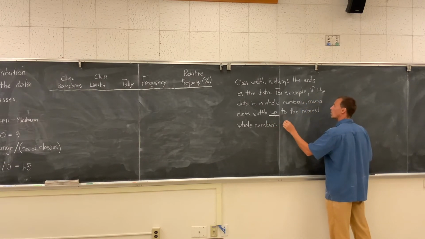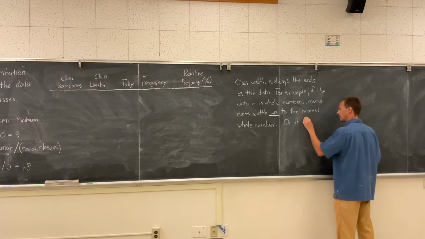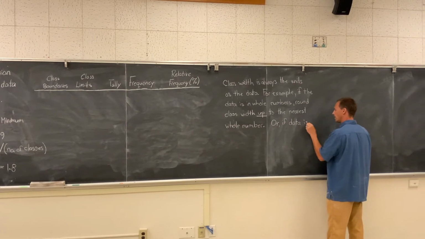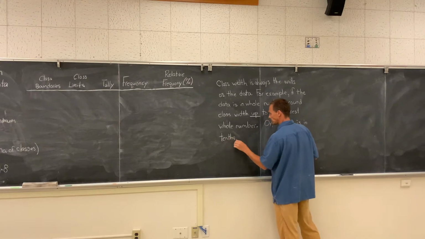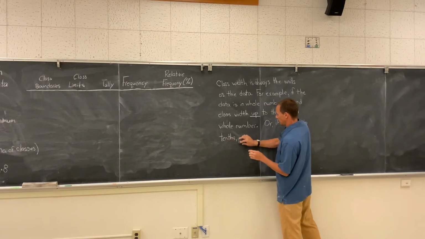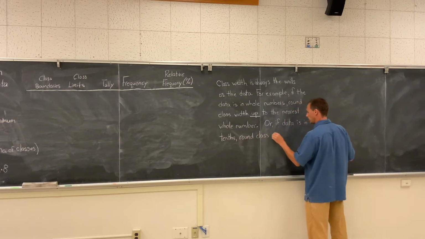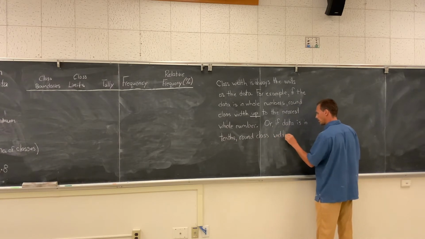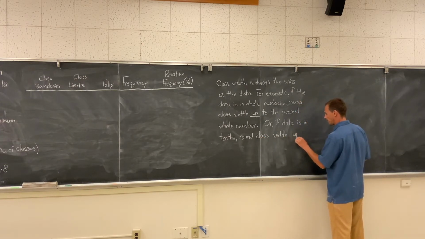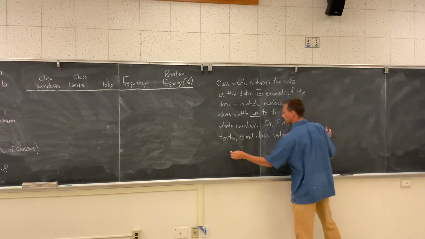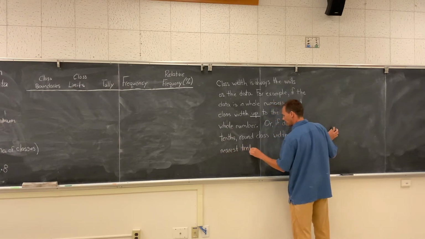Let's put one more. In the same idea, if data is intense, round class width up to the nearest 10, and so on.